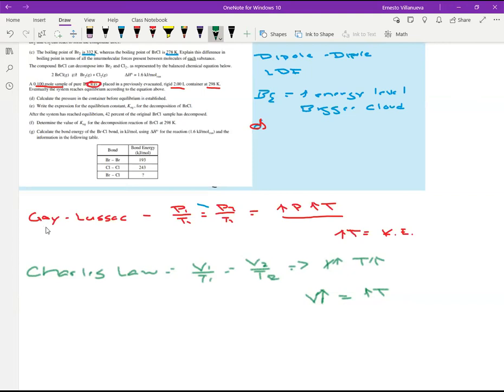So this Gay-Lussac's law is assuming that volume is constant. Volume is not changing. When you're talking about Charles' law, you're assuming that pressure is constant, meaning it's not changing. Okay. The next law that we're going to deal with is Boyle's law.